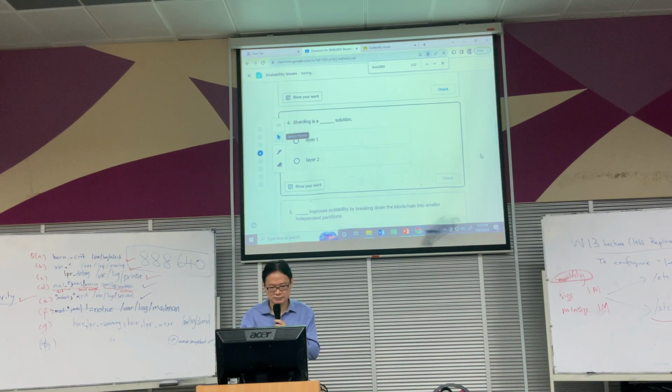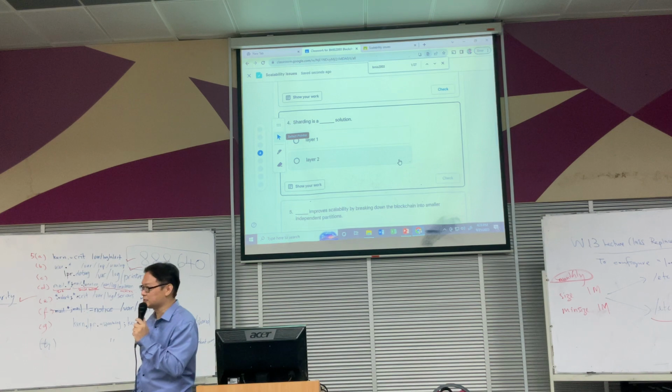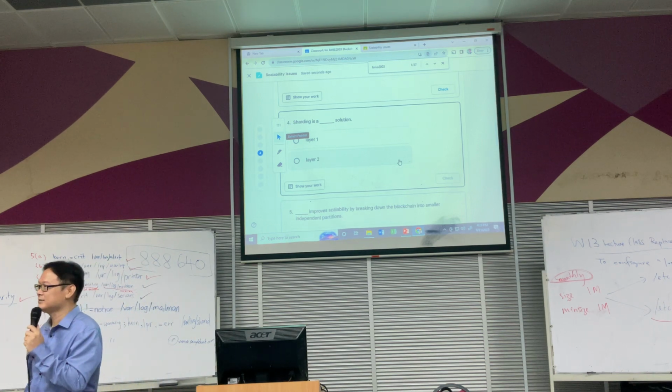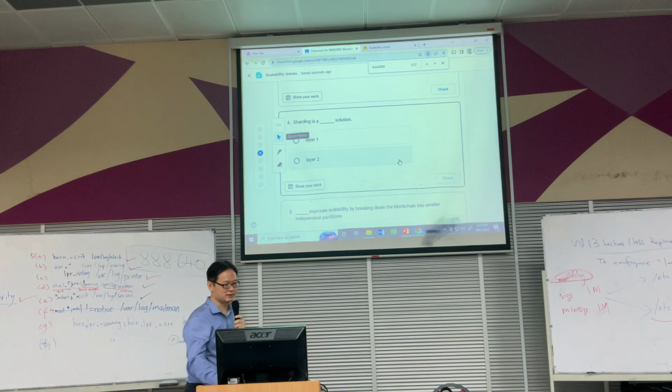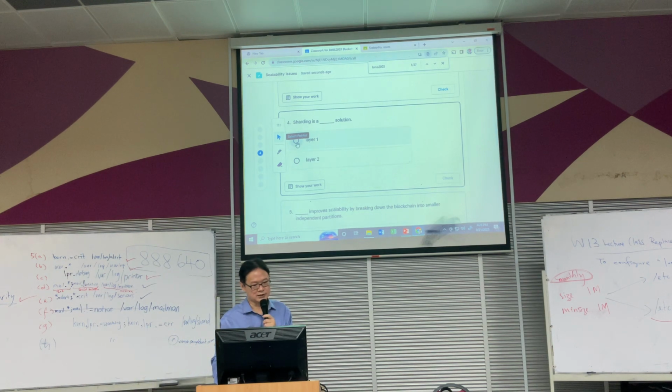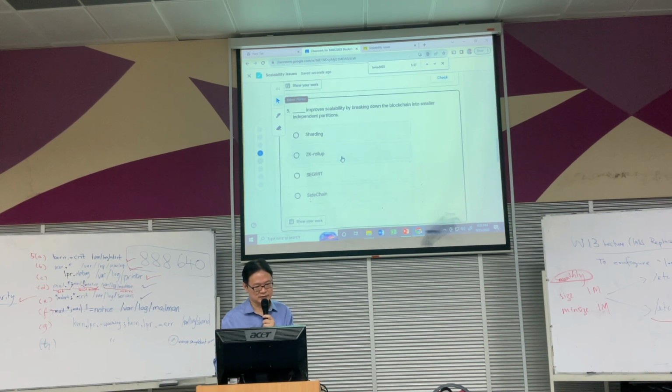Sharding that we discussed, is it a layer 1 or layer 2 solution? It is layer 1, not layer 2. For layer 2 we have state channels, rollups, plasma, right? But sharding is basically layer 1. Later on you will know why layer 1.